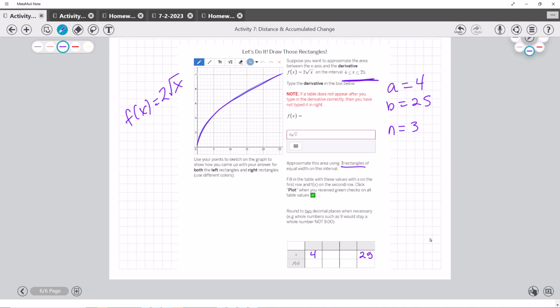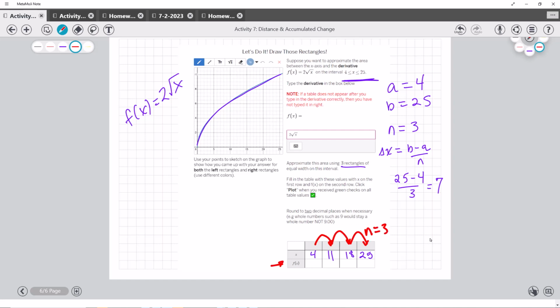Remember that formula where I can find my change in X equals B minus A over N. So it looks like 25 minus 4 over 3. 25 minus 4 is 21, divided by 3 is 7. So this is going to jump by 7s. So 4 plus 7, 11. 11 plus 7, 18. And guess what? 18 plus 7, you better get 25. And I can check this with my jumps. 1, 2, 3, my 3 subintervals.